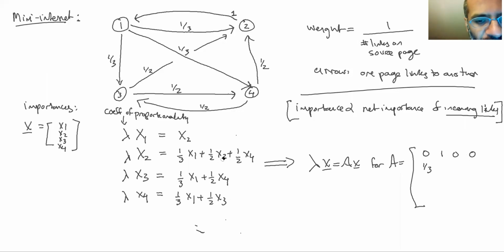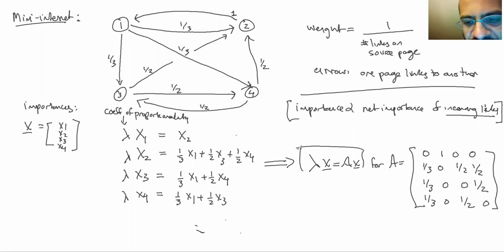So x2 doesn't get a weight from itself, right? This is 0, a third, a half, and then you have a third, 0, 0, half, and a third, 0, half, 0. So the point is, this is an eigenvector equation.